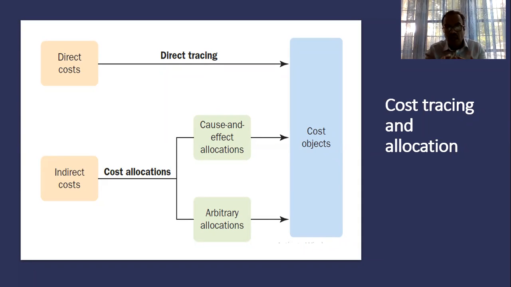Yes, then in the cost allocation, actually cause and effect allocation would be more appropriate than the other one. Why? The second allocation is really arbitrary allocation.